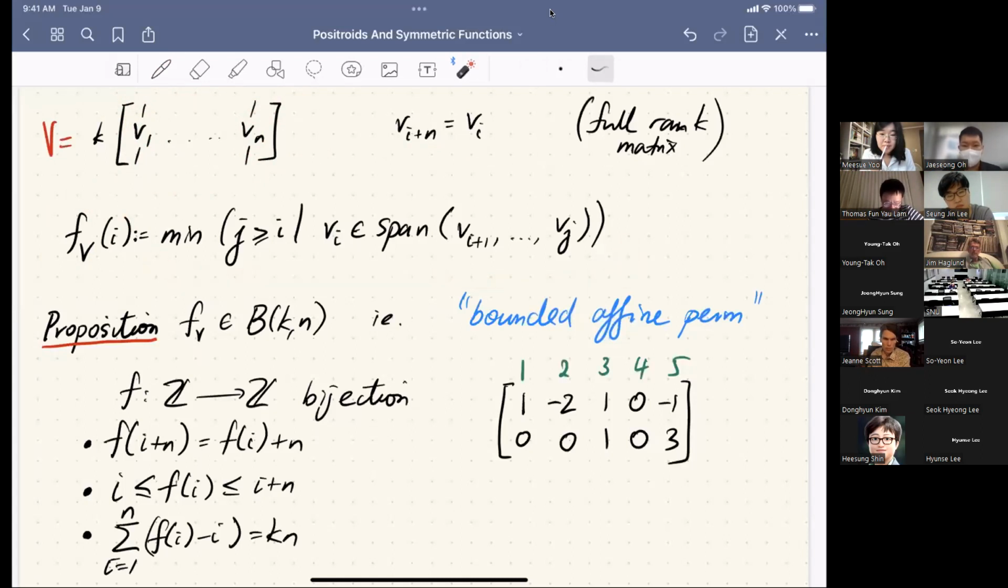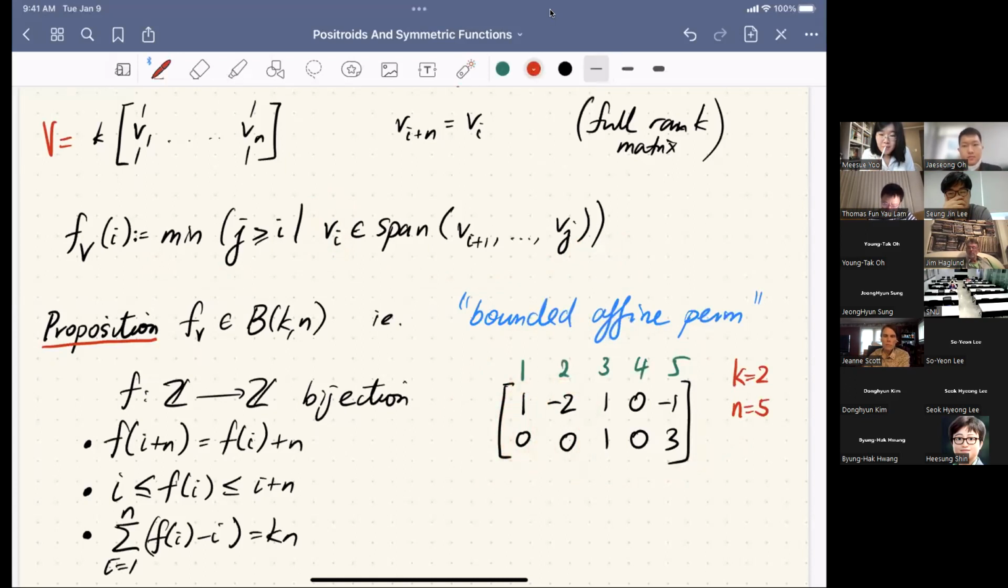You ask what's the smallest value of j such that Vi belongs in the span of the next few vectors, Vi plus 1, Vi plus 2 up to Vj. So you find the smallest such j. Let me do this example down here with this 2 by 5 matrix. In this case, k is equal to 2 and n is equal to 5. V1 is this vector, V2 is this vector, and so on.